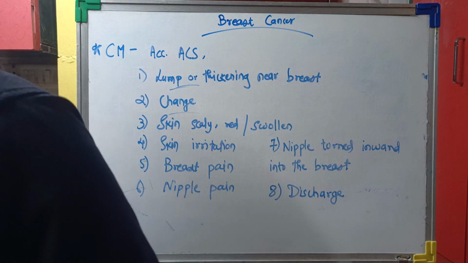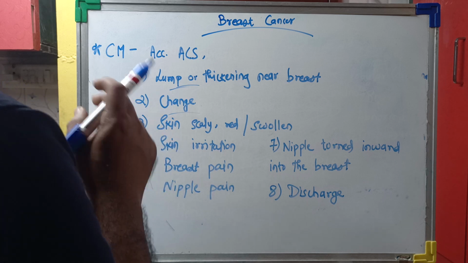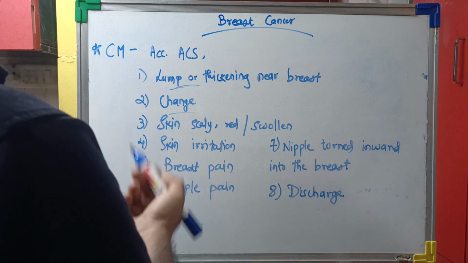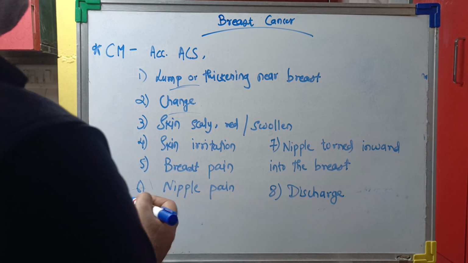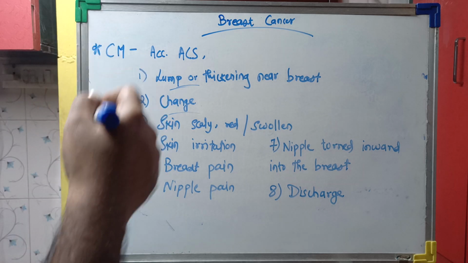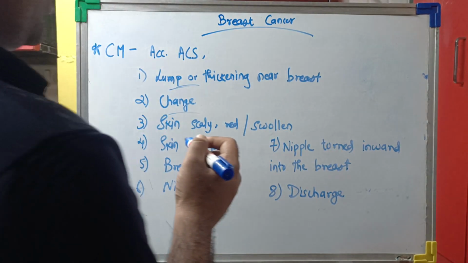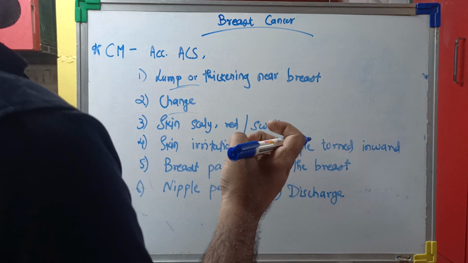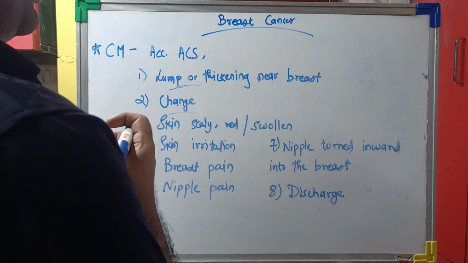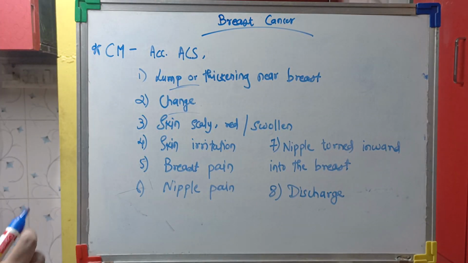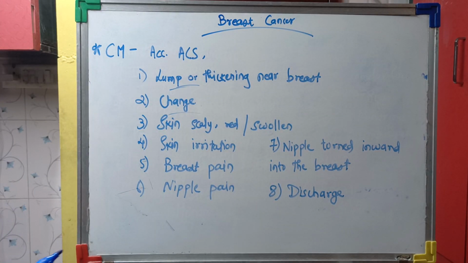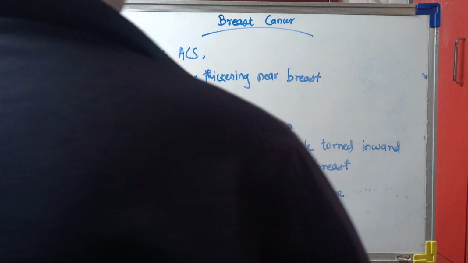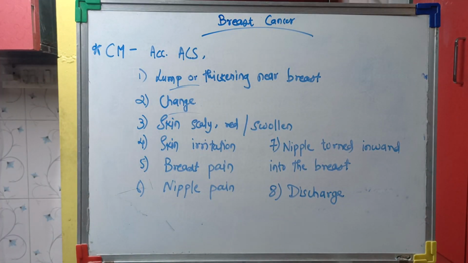The skin irritation, the breast skin becomes irritable. There is also breast pain because of the tumor. There is also nipple pain. The seventh sign is the nipple turning inward into the base, meaning the nipple goes into the breast, and there is a discharge, meaning any other discharge other than the breast milk may be the cause of breast cancer. So these are the clinical manifestations of breast cancer.